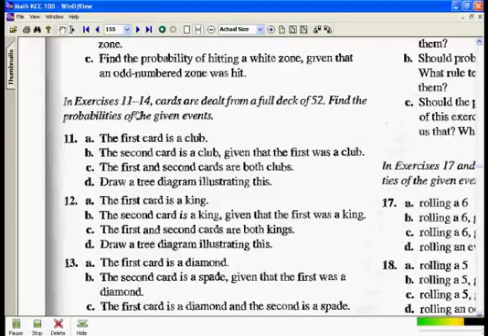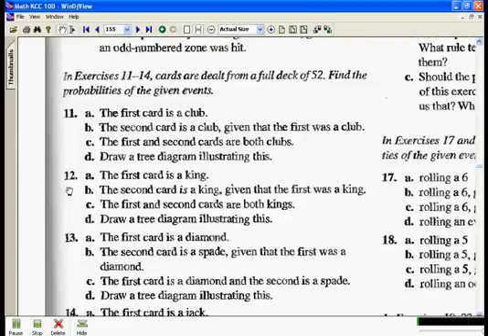In exercises 11 through 14, cards are dealt from a full deck of 52. Find the probabilities of given events. So 12, part A, the fourth card is a king. Part B, the second card is a king given that the fourth card was a king. Part C, the fourth and second cards are both kings. Then part D, draw a tree diagram illustrating this.